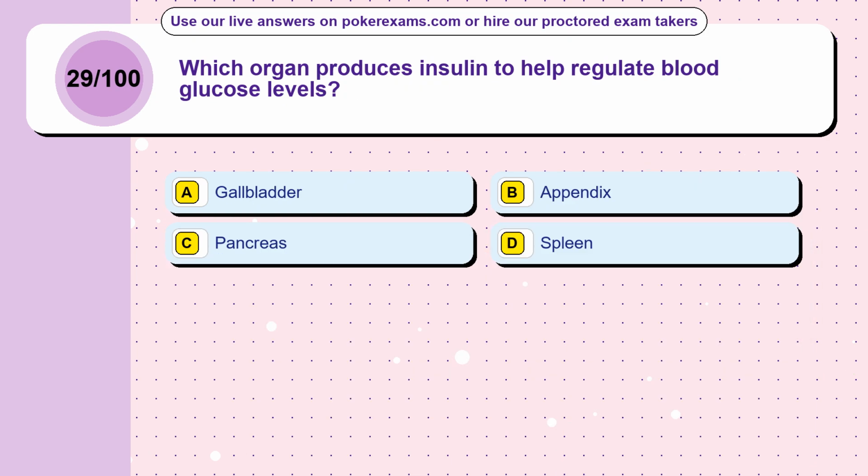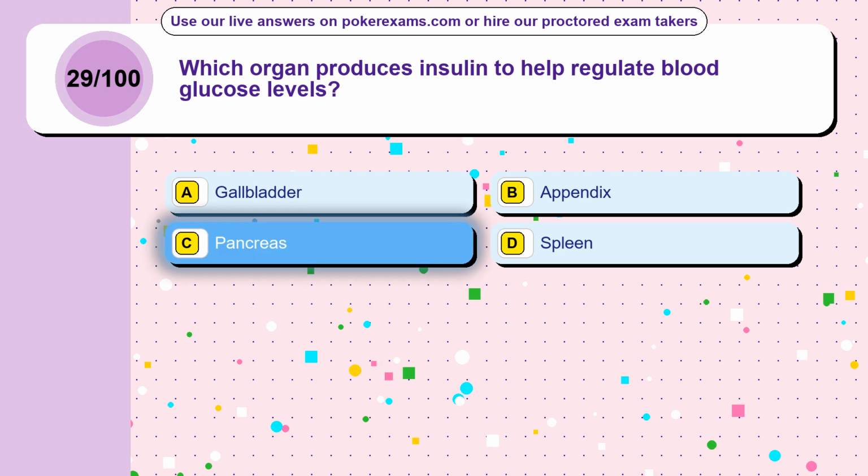Question 29. Which organ produces insulin to help regulate blood glucose levels? Option A, gallbladder. Option B, appendix. Option C, pancreas. Option D, spleen. The correct answer is option C, pancreas.